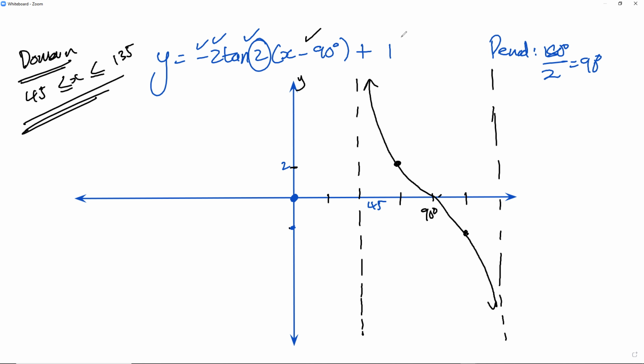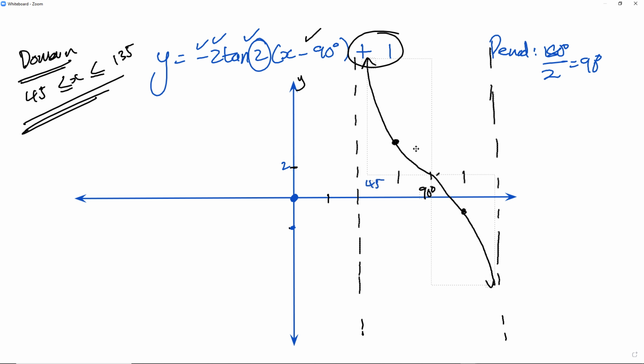But it doesn't matter. Plus 1 means that the whole graph shifts up by 1. Now, what does that mean? It means that all of these go up. Instead of 2, it's going to go up to 3. Everything is going to become 3. This is going to go up to 1. It was at negative 2, but now it's going up to 1, and that critical value over there. Don't forget that this is 45 degrees. This is still 90 degrees in the center, and this is 135 right at the end.